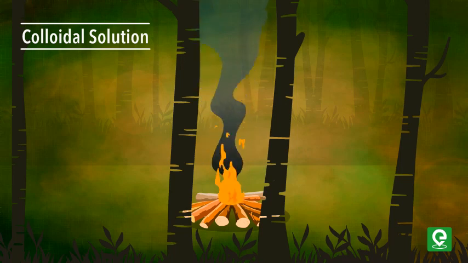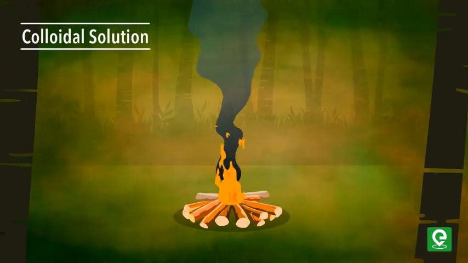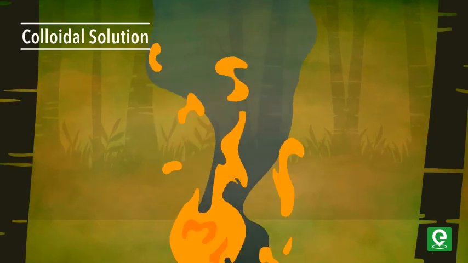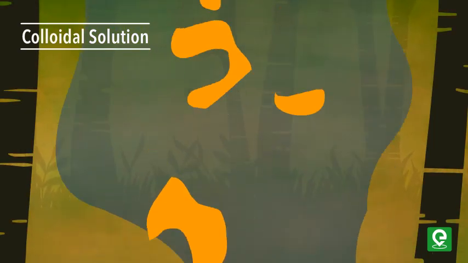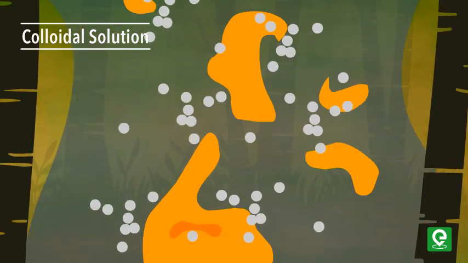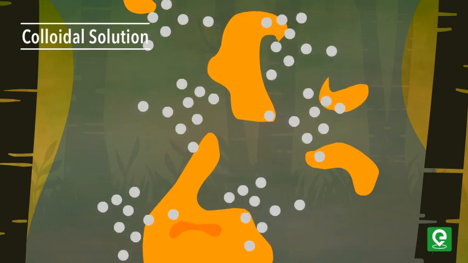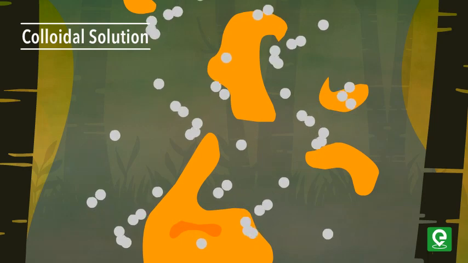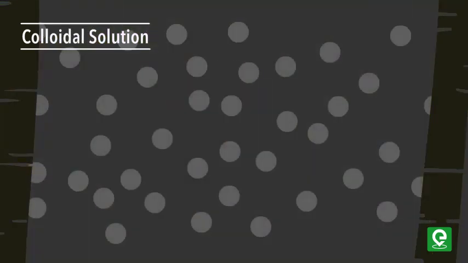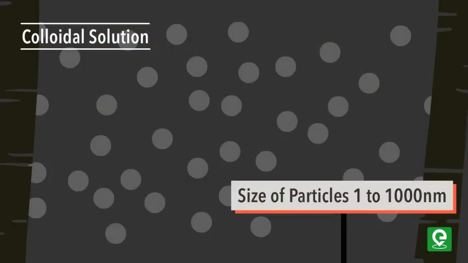Black smoke rising from a fire is a well-known example of colloidal solution. In smoke, a lot of tiny solid particles float in the air, making it difficult to look past the smoke. Colloidal solution is a heterogeneous mixture in which particle size of substance is intermediate of true solution and suspension, that is, between 1 to 1000 nanometer.